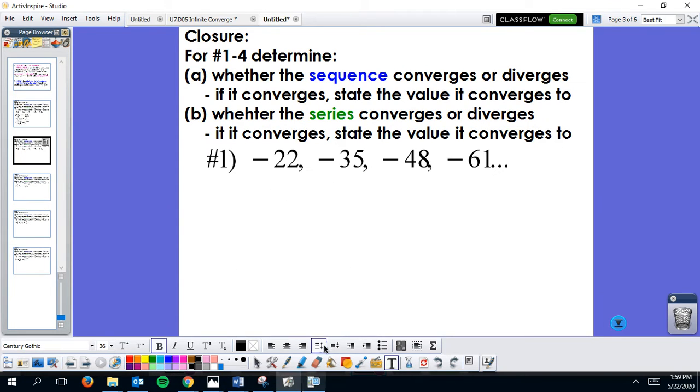We'll do one at a time. And so this one is a list of numbers. So it's a sequence at the start, but we can do the sequence first. I'm going to use blue, like the problem.